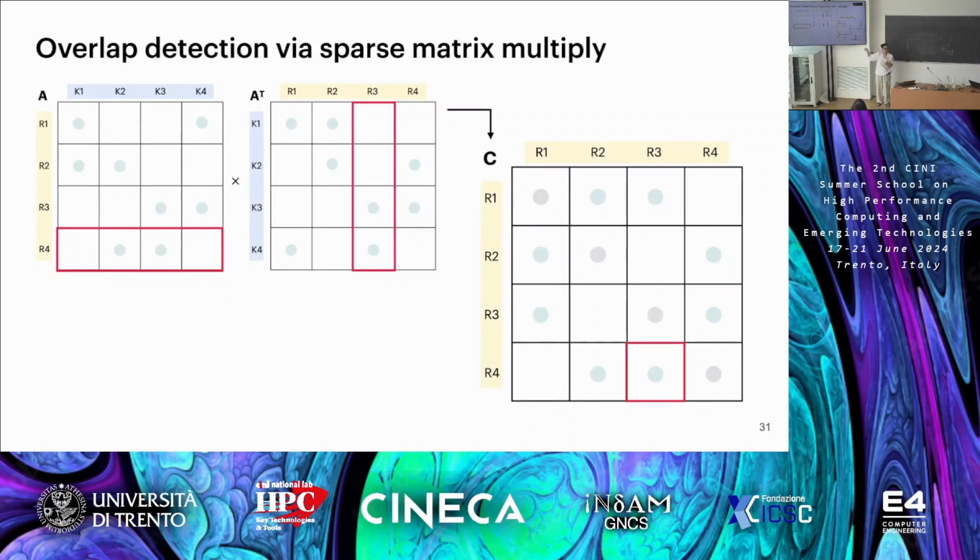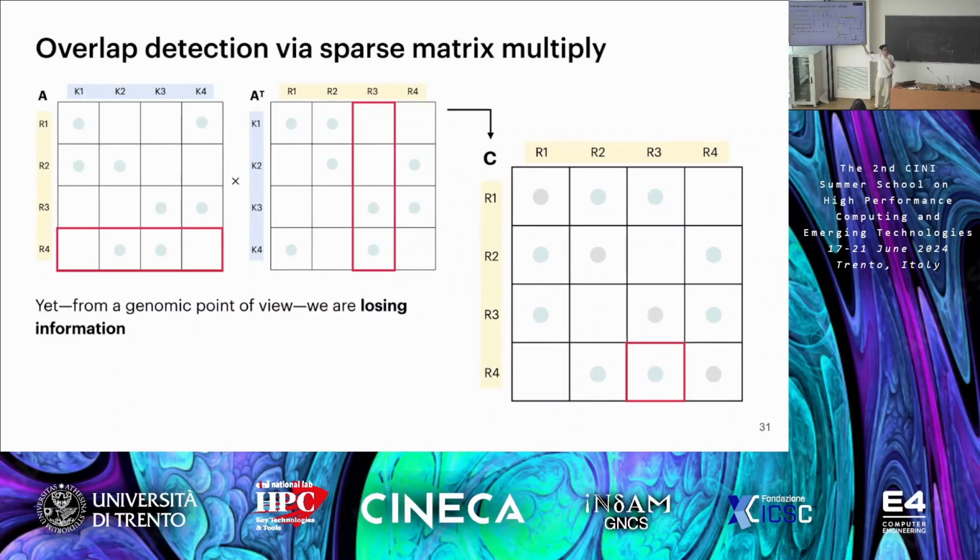Of course, the diagonal doesn't mean anything because R1 doesn't overlap with R1. But this is what you obtain. In practice, from now on in the computation, we just deal with the lower triangular matrix because everything else is not needed. Okay, so this is great.